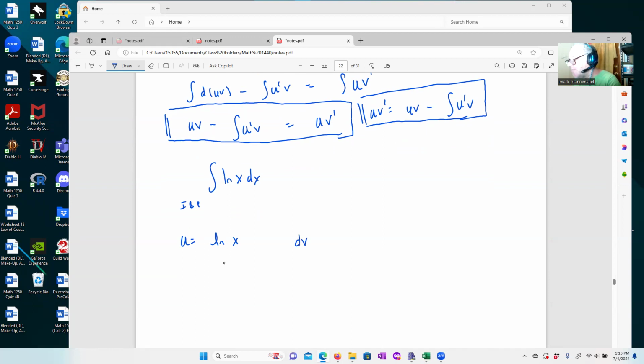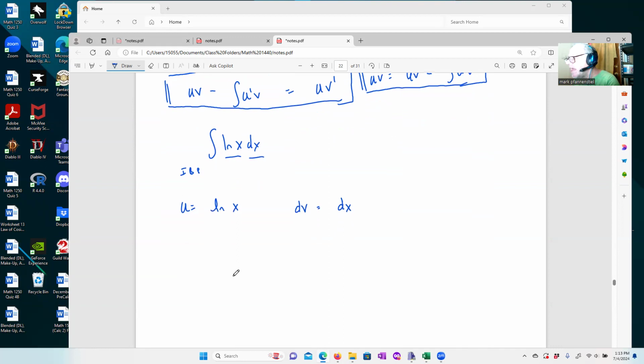Now the dv, in this case, is a little tricky. The only part we have left is this dx, so we're just going to pull that aside. Now the next thing we do is ask, what's du? This is 1 over x, and we put the little dx in here for the differential. Then we have our v: we integrate dx and just end up with an x. Don't worry about the c just yet, that'll come at the end.